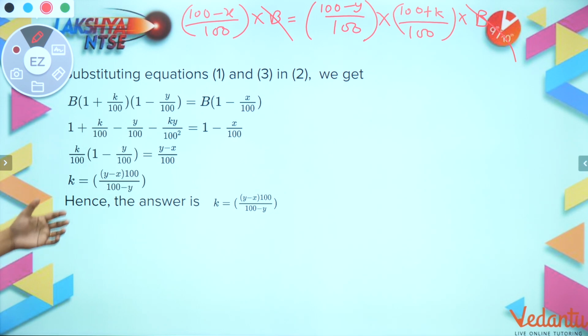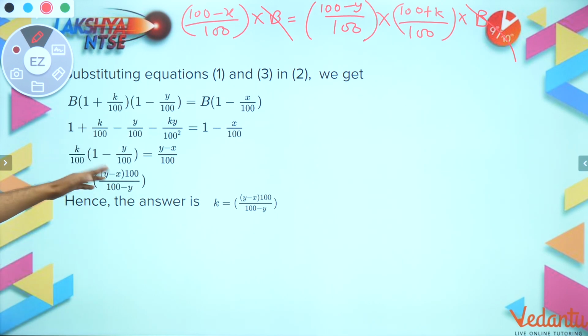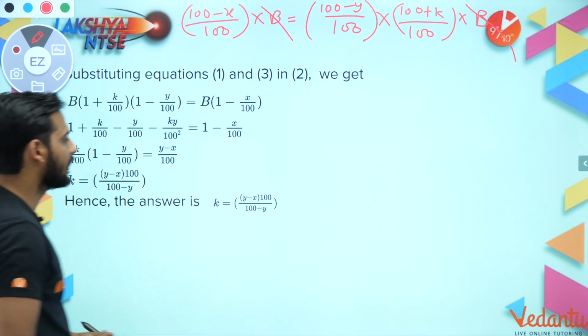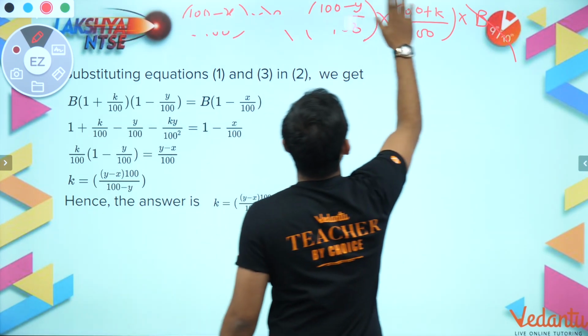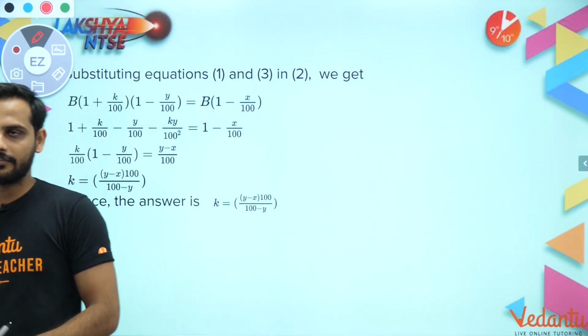Okay, B got cancelled. Then you have taken 1 plus k by 100 and split the part. So 1 plus k by 100 and 1 minus y by 100, you have multiplied those two, and here you have 1 minus x by 100, and then you have taken common. So at the end, try to split the terms of k. At the end you will be getting k is equal to (y minus x) into 100 upon (100 minus y). Okay, so these are the steps to solve. Now let's move to the next question.